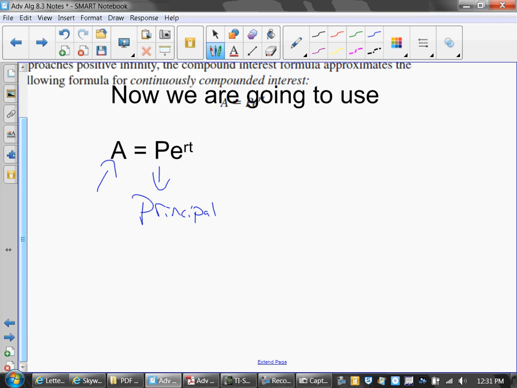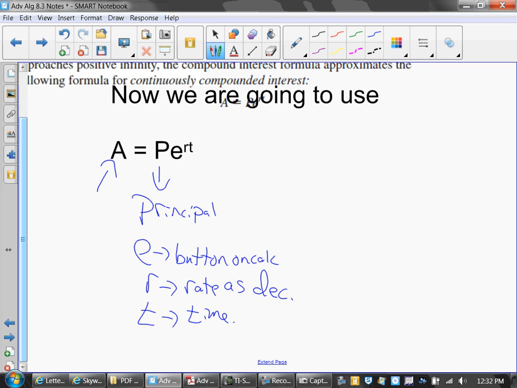Your P is your principal. Think of the principal as the initial amount that you put into the account. The E is the button on your calculator. The R is your rate. And what do you always convert your rate to be? Decimal. And then the T is usually your time in years, or it'll tell you what it is. That's going to be your time. Okay?